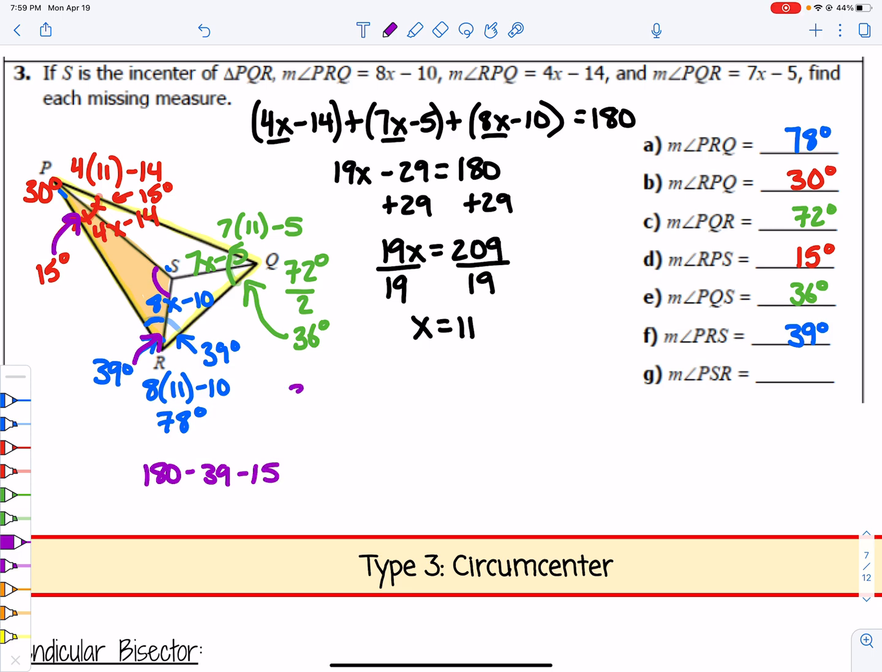Or we can add those together first. A lot of you like to do it that way. 39 plus 15 would be 54. So 180 minus 54 would be 126 degrees. All right, so that's it for examples with incenter.